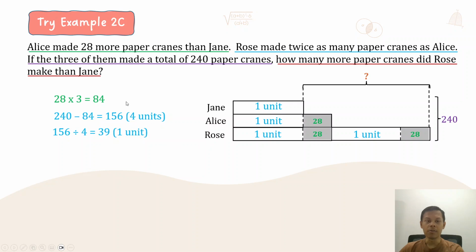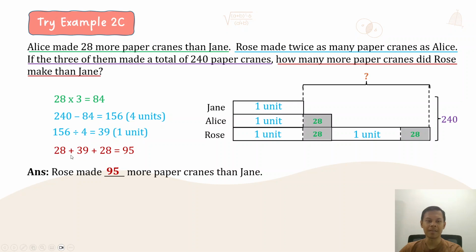Since we are looking for how many more paper cranes Rose made than Jane, we just compare between Jane and Rose, which is this part over here. What's the total there? We have 1 unit plus 28 and another 28. So we just add all together. 28 plus 39 plus 28 is going to be 95 paper cranes. For this model drawing, it is known as the comparison method. We compare between how many characters, how many people we have here.